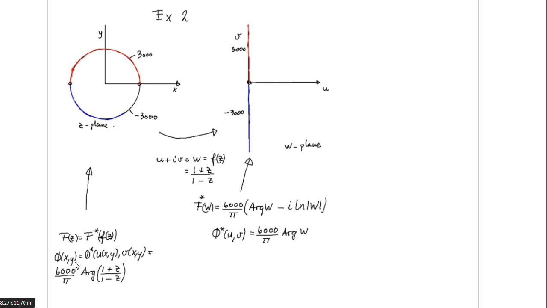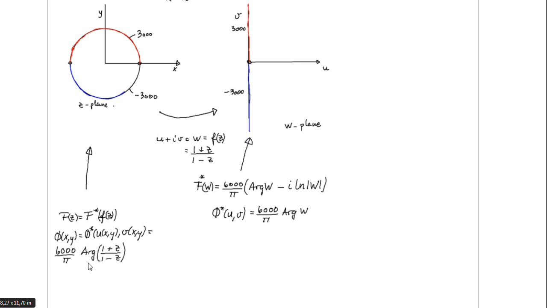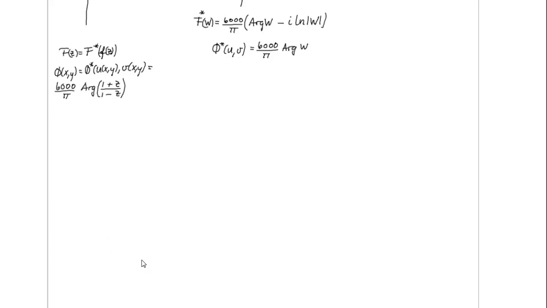So now we have the solution in this region. We can also express this z by x plus i y. Then we have a function of x and y as well. But we don't need to do it because it's a nicer expression.